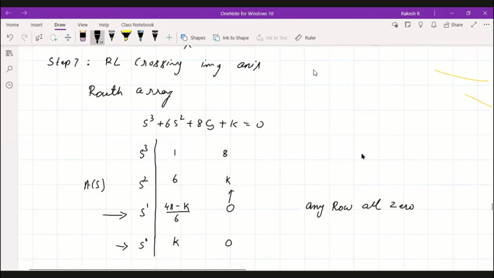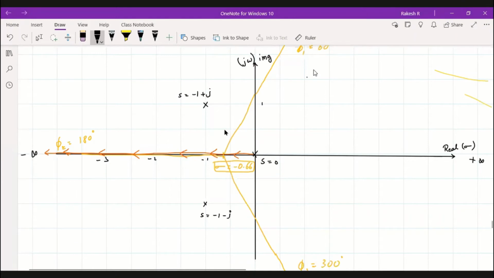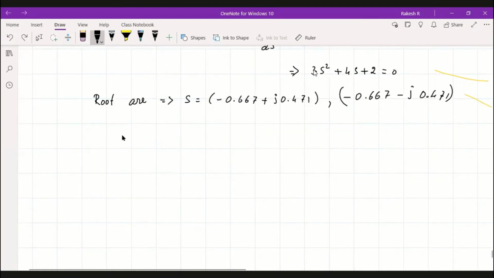But when we compare with this example, the breakaway and break-in points are these 2 points. Here the root locus is not present and it is not lying on the real axis. So these two are not valid breakaway or break-in points. Why? Because this is a complex conjugate. The root locus does not have a break-in or breakaway point in the complex conjugate part.